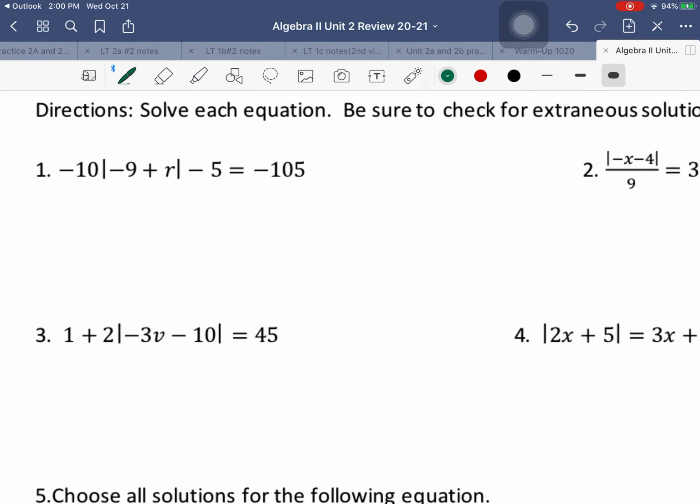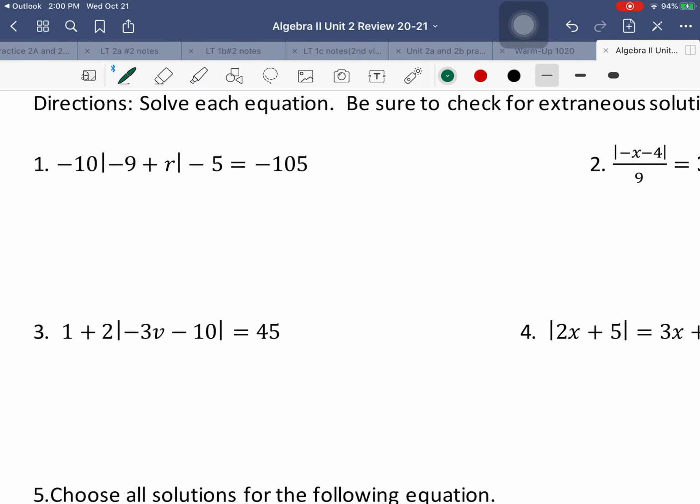So number one, we have to isolate the absolute value. We have a multiplication here and a subtraction, so we do the opposite of the subtraction. If there's addition or subtraction, do that first. So, opposite operation: SAD MAP instead of PEMDAS. Addition or subtraction first, then multiplication, division.